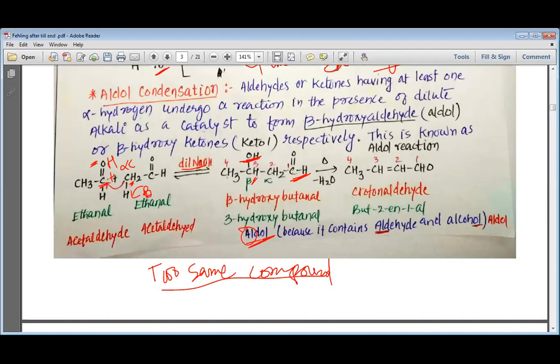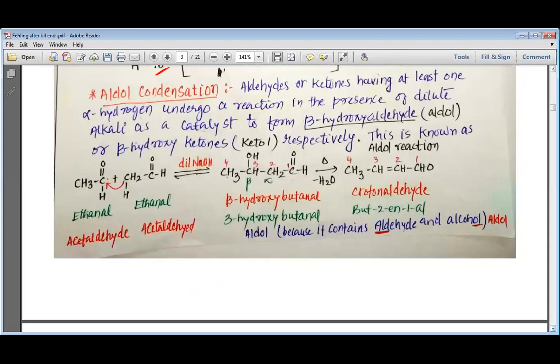Aldol: ald represents the aldehyde group, and ol represents the alcohol, and ultimately we get an aldol product by the presence of the dilute base. And this kind of reaction is known as the aldol condensation. Here we can understand the aldol condensation between two ethanal molecules to get us the beta hydroxybutanal or 3-hydroxybutanal, or we can get but-2-en-1-al.